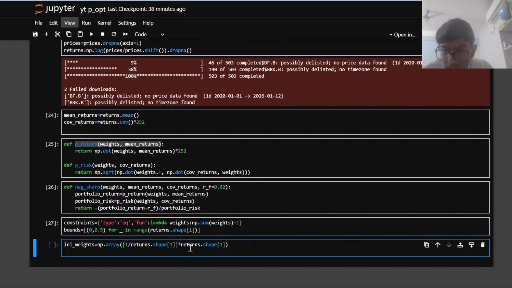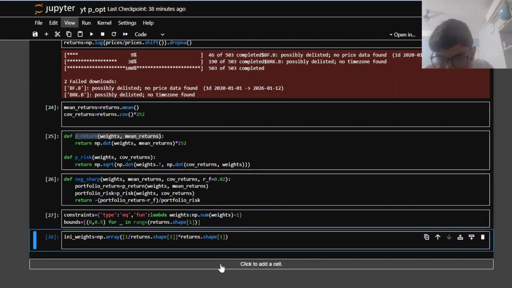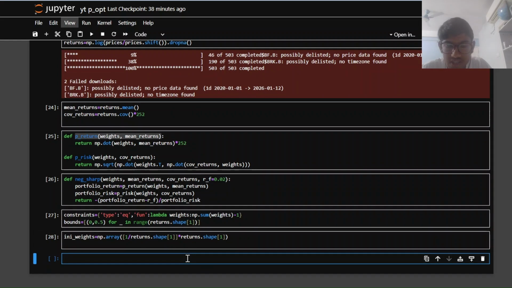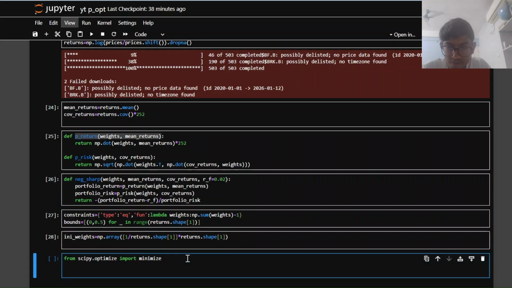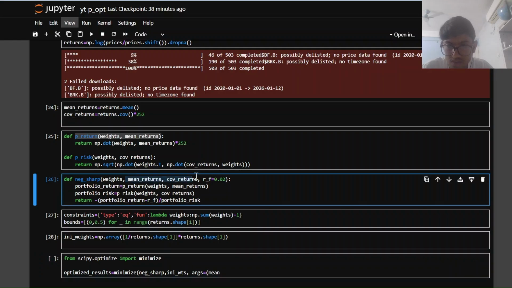Okay. And now let us write the optimization code. So first let's import minimize from scipy.optimize, and finally our optimized results, which is minimize the negative Sharpe. We have our initial weights with us. Our arguments are these things right over here.